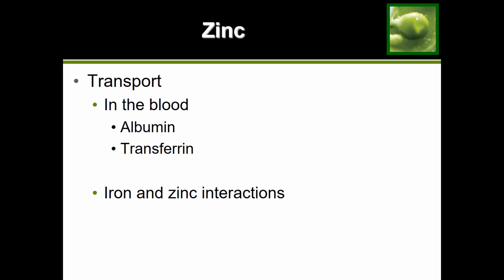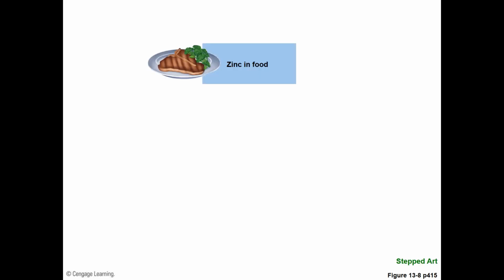Zinc is very similar to iron in the sense that it has storage proteins and transport proteins to help it once it enters the body. The transport proteins that zinc uses are albumin and transferrin, which again is just like iron. Iron also uses transferrin to be transported throughout the body. Now the issue with this is, if iron and zinc use the same transporter, we want to make sure that we don't have too much iron or too much zinc, because then they'll just occupy all of the transporters and there won't be room for the other mineral to get transported through the body. So let's go ahead and take a look at how this works.